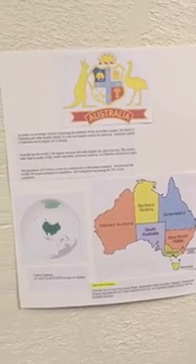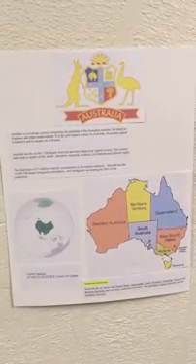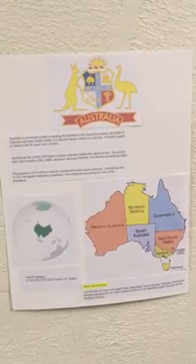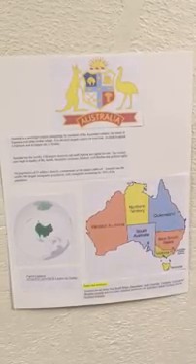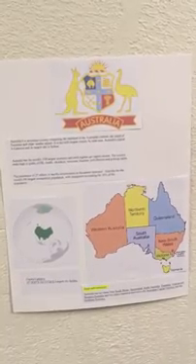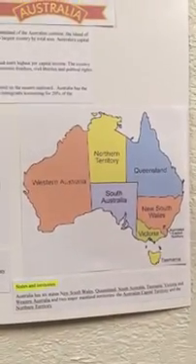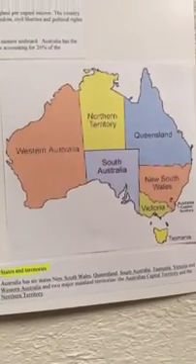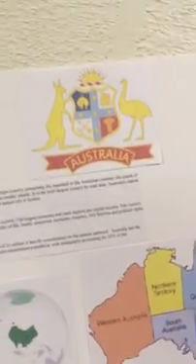Today I will be reviewing the country of Australia. Australia is a sovereign country comprising the mainland of the Australian continent, the island of Tasmania, and other small islands. It is the sixth largest country. Australia's capital is Canberra and its largest city is Sydney.